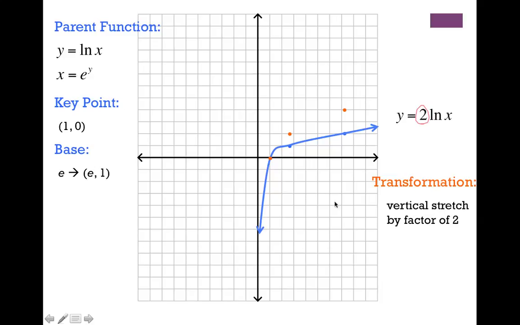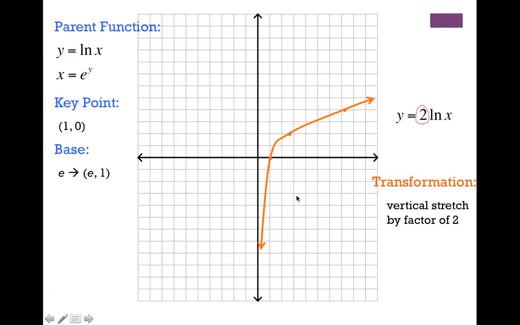And so my points are going to look like this. This point had a y value of 0. 0 times 2 is still 0, so it's going to be the same. This point had a y value of 1. When I multiply it by 2, I'm going to move it up here to y equals 2. And for this point, I had a y value of 2. So when I multiply it by 2, I'm going to get a y value of 4. And so now if I fit my curve to that and get rid of my parent curve, this is what the curve of y equals 2 ln x should look like.